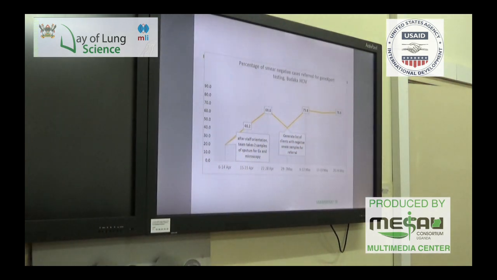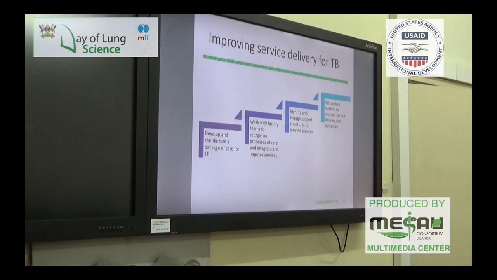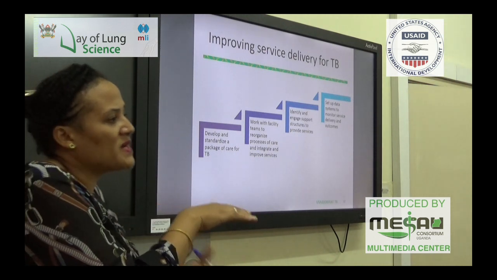Okay, so in summary, well, not in summary, but if we want to improve service delivery for TB, we need to develop and standardize a package of care for TB. What are the key elements that are necessary for TB care? We tend to have manuals this big that we send out to the sites, we send out colorful protocols and things like that. But what are the basic elements?